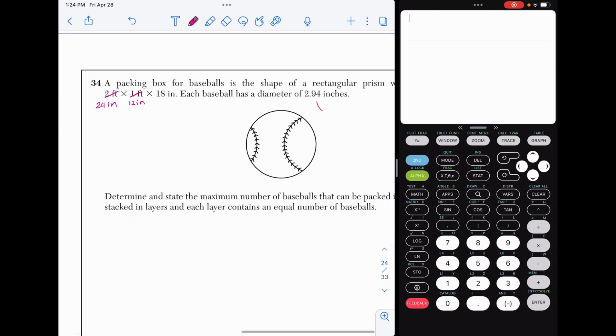I'm also going to just take note that this number is really close to 3. It's going to be harder to figure this problem out when you use 2.94, but 3 is a nice clean number. And if you notice, all of these numbers over here are divisible by 3. So that's going to make things a little bit easier.